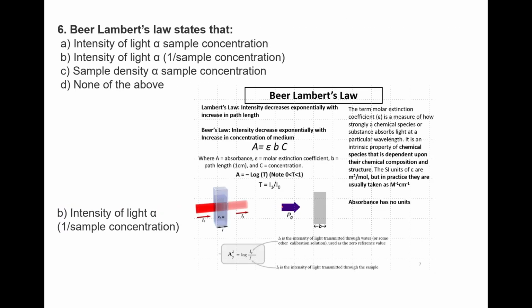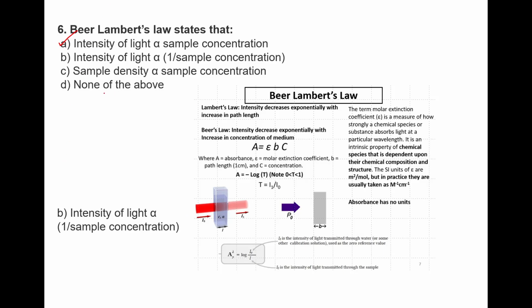Then, Beer-Lambert's law states that... here I am giving you the intensity of light directly proportional to 1 by sample concentration. Your answer is A, but I have written this because the question is not clear. If you see the incident intensity of light falling on this sample, then if the sample concentration is more, the intensity of light going out will be lesser, right? So it depends on what intensity of light it is asking about: if it is the intensity of light getting absorbed, then your option A is correct.